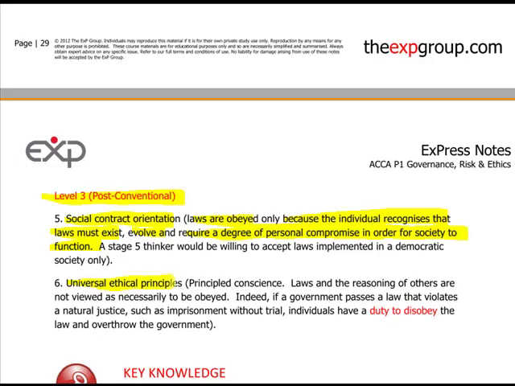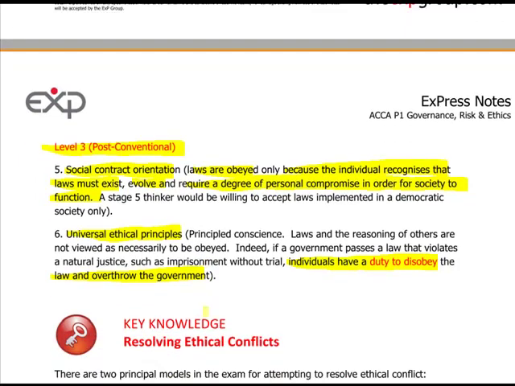Universal ethical principle is the highest level. Basically, laws and reasoning of others are not viewed as necessarily to be obeyed. Indeed, if a government passes a law that violates natural justice, such as imprisonment without trial, individuals have a duty to disobey the law and overthrow that government. That's what you'd be like at that level.